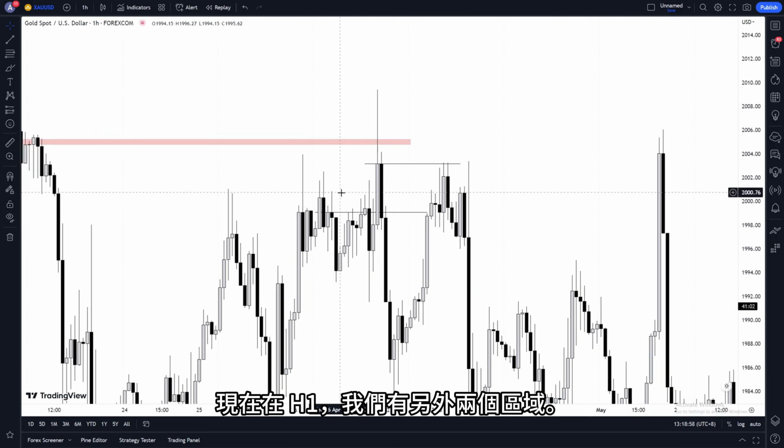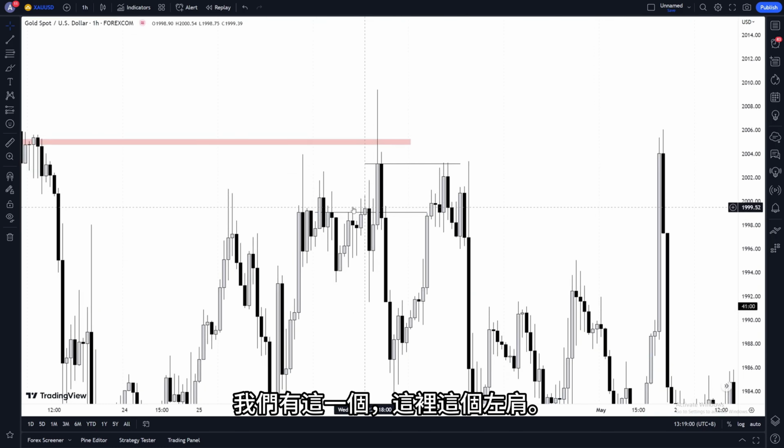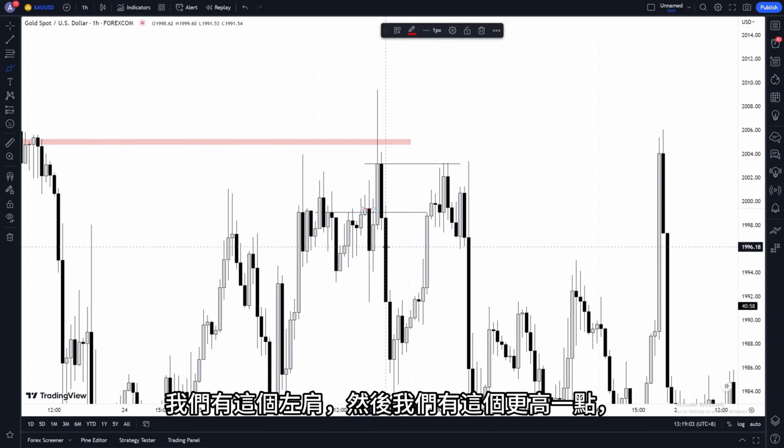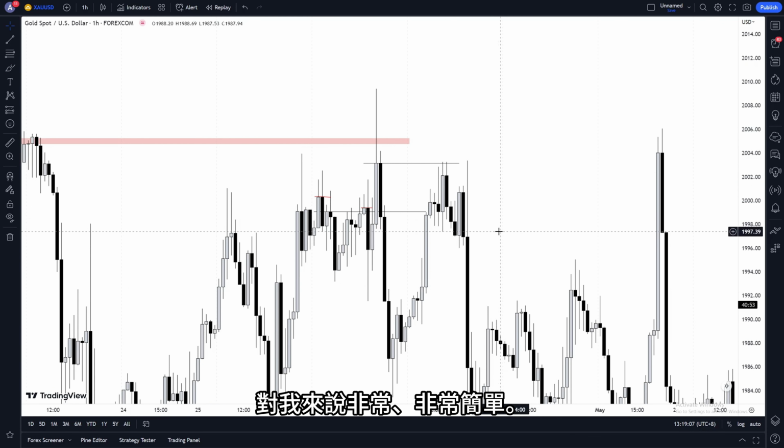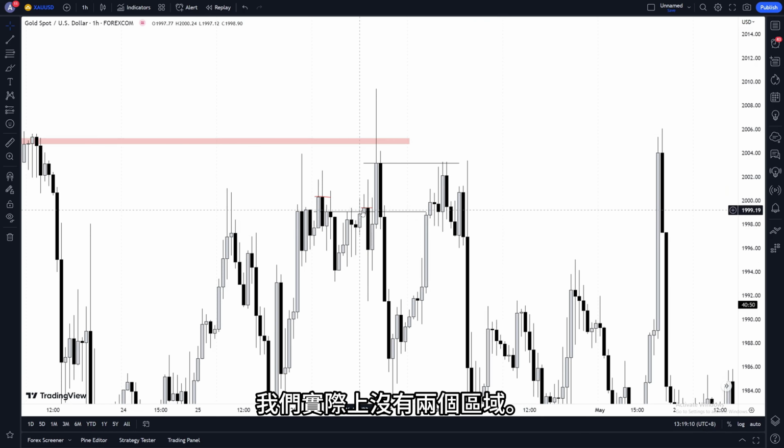Now in the H1 we have 2 other zones. We have this one, this left shoulder right here. So if you want, I can just mark that out. We have this left shoulder, and then we have this slightly higher left shoulder. Which one do we choose? Very, very simple for me. We don't actually have 2 zones.